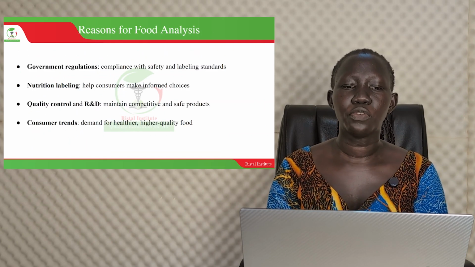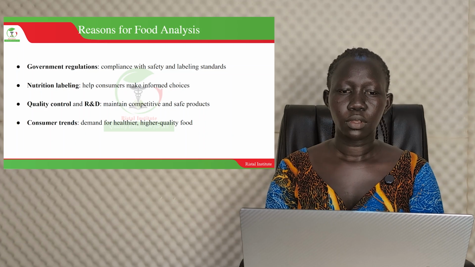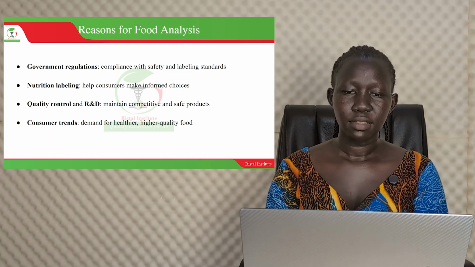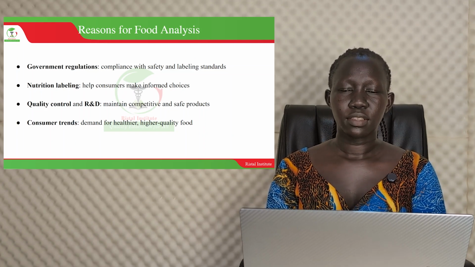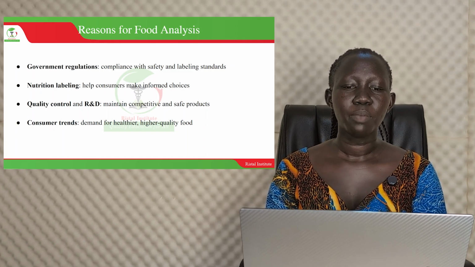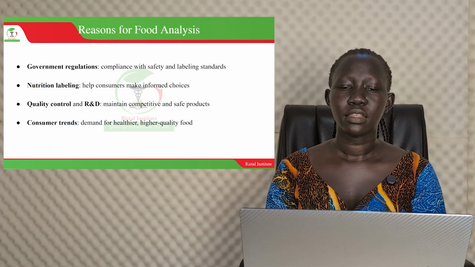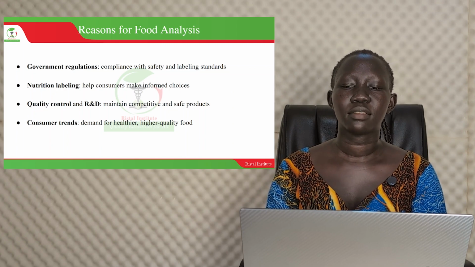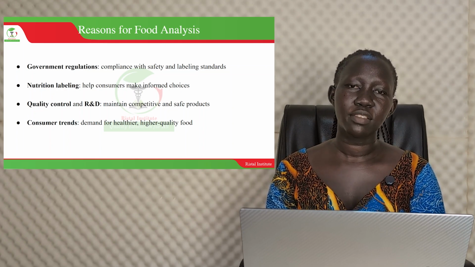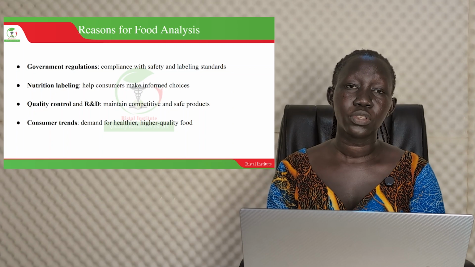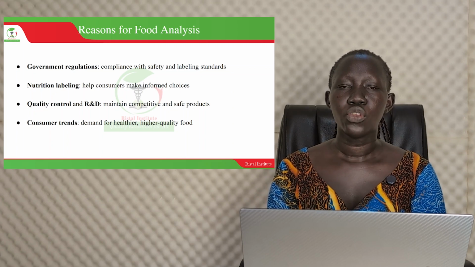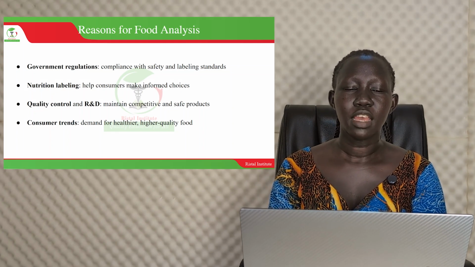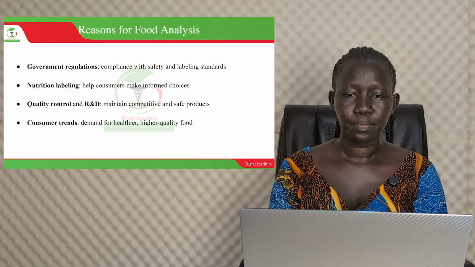So what are the reasons for food analysis? Government regulations. Food analysis helps us to follow the government regulations, and it is very necessary for compliance with safety and labeling standards. Once you know the various components that are involved in this food product you have produced, you are going to be able to know how to label these products according to agreed government and international standards.